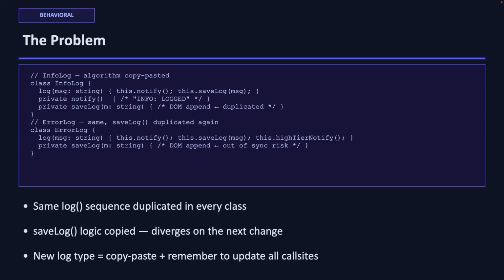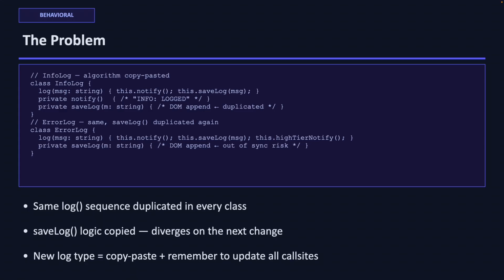The idea is then the problem: when the same algorithm structure appears across multiple classes and there are only minor variations, like we had in the log example, you end up with a lot of duplicated code that's very hard to keep in sync.